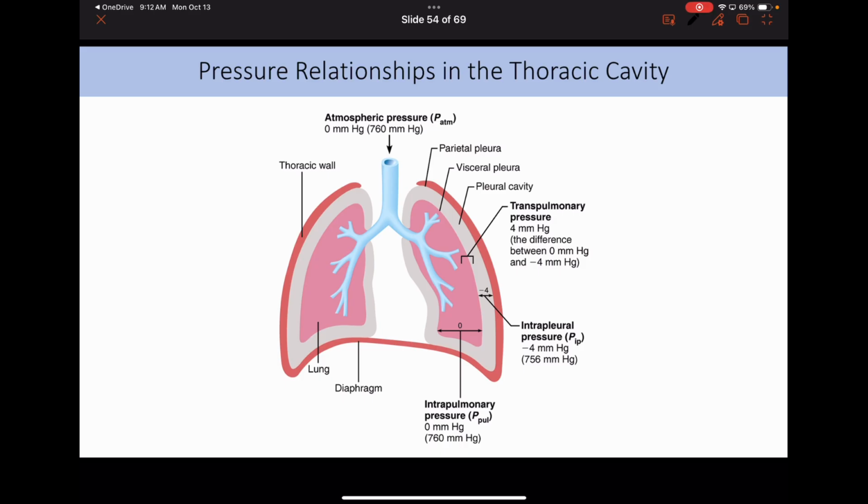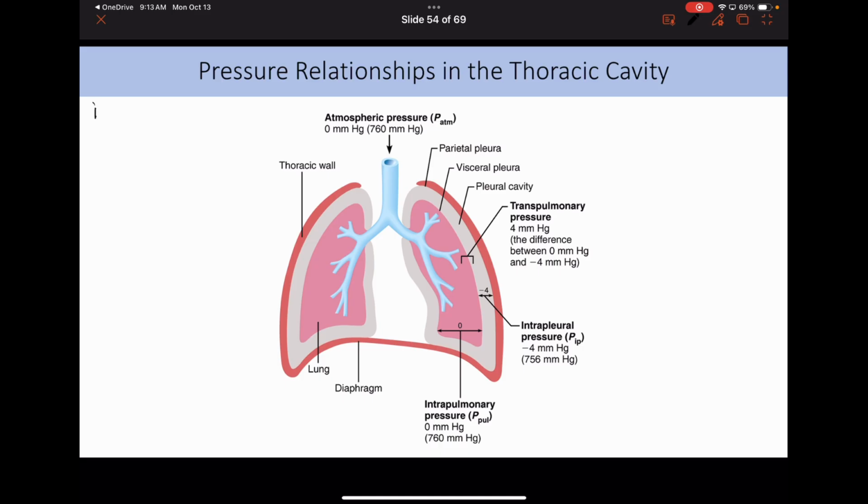All right, so now we're going to talk about pressure relationships in the thoracic cavity. So step 1, you have a whole blank space in your lecture notes to write this down. So just make sure you make enough room to write some stuff down.